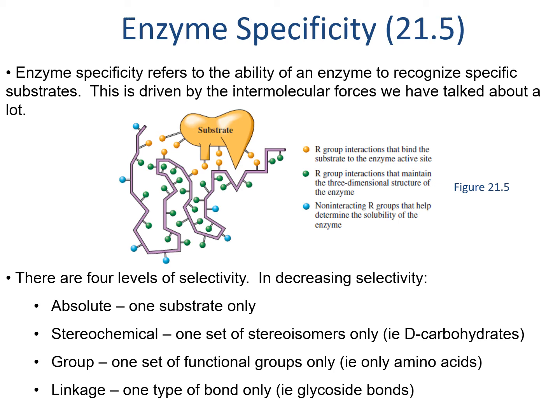We can also see group specificity. Group specificity is where we only react on one set of functional groups, like amino acids, or linkage specificity, where we only have one type of bond. So we might have acetyl functional groups that are not glycoside bonds that can't be reacted by an enzyme with linkage specificity, but they might react with glycoside bonds specifically.